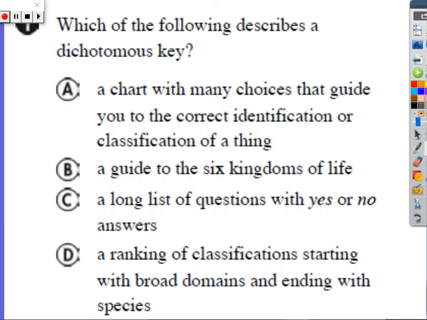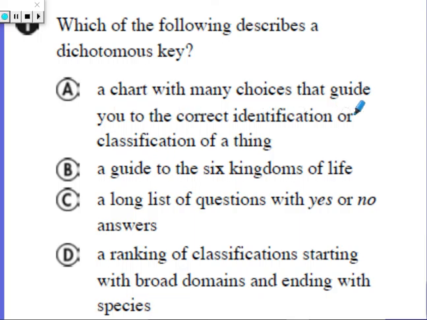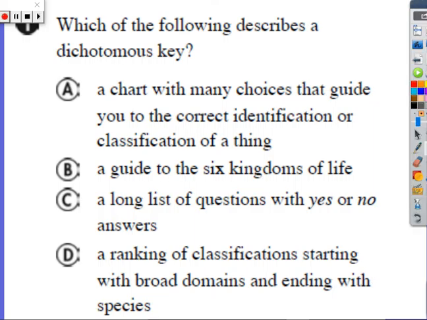Which of the following describes a dichotomous key? A chart with many choices that guide you to the correct identification or classification of a thing. A guide of 6 kingdoms of life. A long list of questions with yes or no answers. A ranking of classification starting with a broad domain and ending with a species.